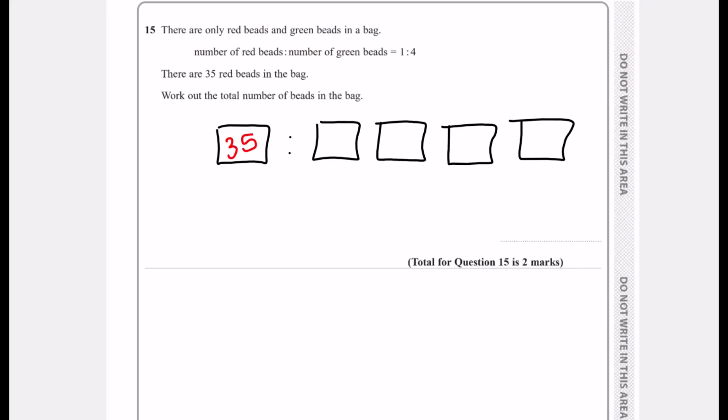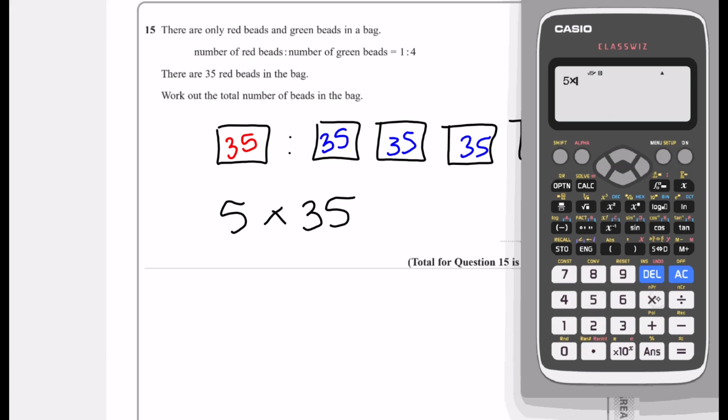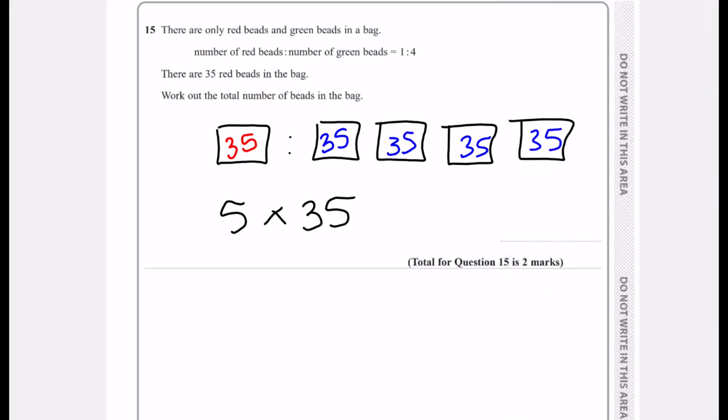So that means each box is 35. So we've got 5 lots of 35 in total. So each part is worth 35. There are 5 parts. It's 5 times 35, which is 175 beads.